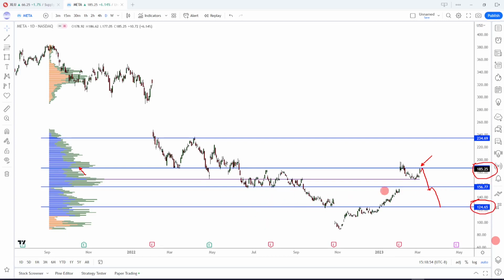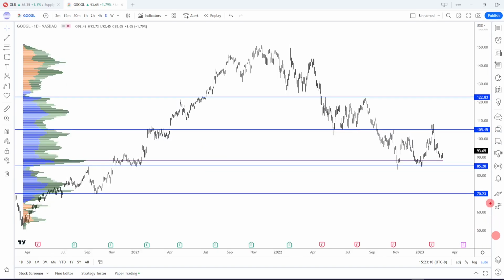So the gap here near this 156.77 is the first potential short target down here. Now, if it comes back up to this 185.25, look for a back test, and I could look for a swing long up to possibly this 234, 235 area, and double check this pivot high here and this pivot high.